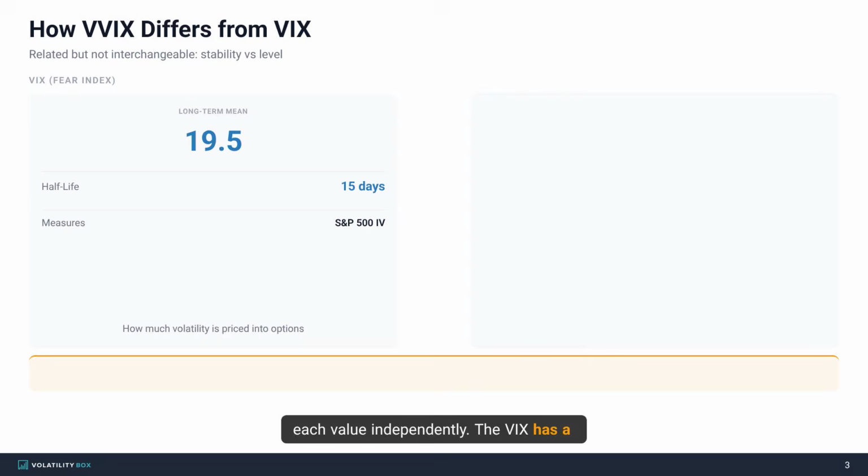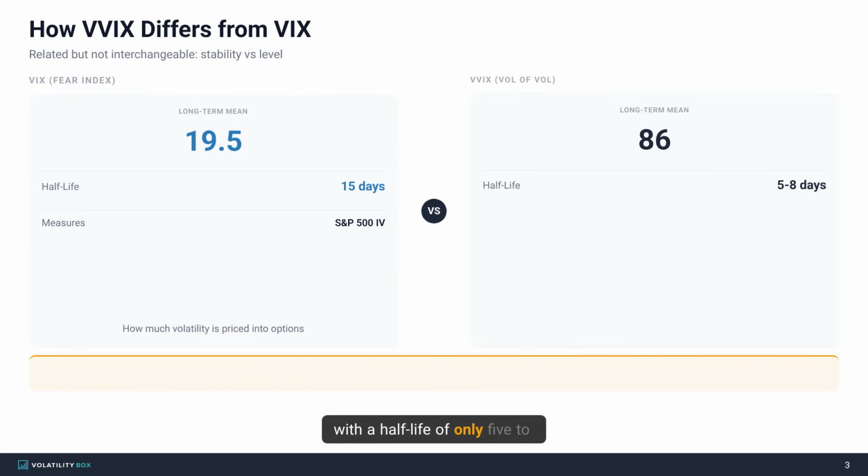The VIX has a long-term mean around 19.5 with a mean reversion half-life of about 15 trading days. The VVIX has a mean around 86 with a half-life of only 5 to 8 trading days. That 40% faster mean reversion rate is critical. The VVIX spikes are short-lived. They tend to snap back much quicker before the VIX actually does.